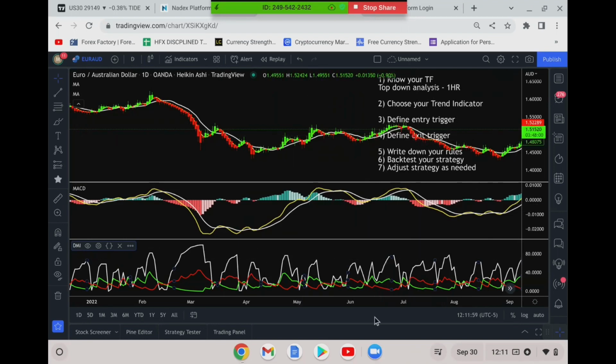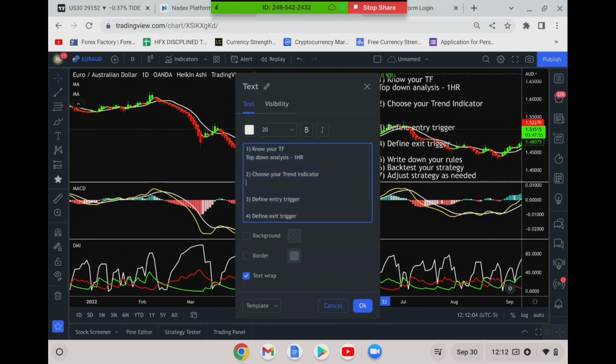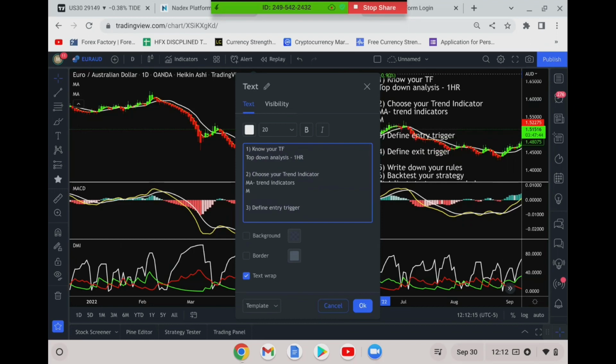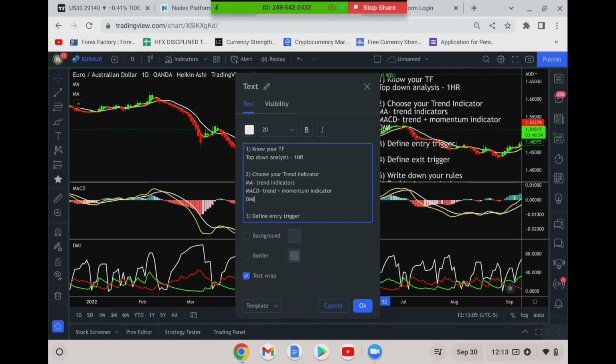Okay, and now we have our strategy. So when it comes to our trend indicator, we're going to have the moving averages as our trend indicators, as well as the MACD, and that's going to act as our trend and momentum indicator. And then we also have our DMI, which is also going to act as a trend and momentum indicator.